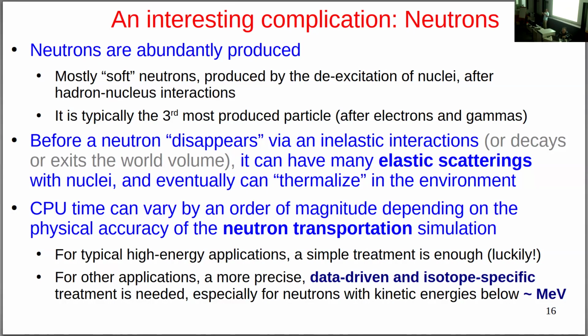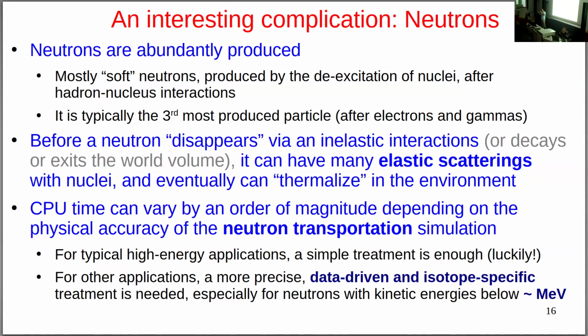According to how precisely you want to model in your simulation what is happening to these neutrons when they are going around, the time of your simulation can change by an order of magnitude. Fortunately, for many applications, in particular high energy physics, especially when looking for Higgs, top, supersymmetry and so on, the detailed, precise simulation of these neutrons is not important. However, there are important applications which actually care about this.